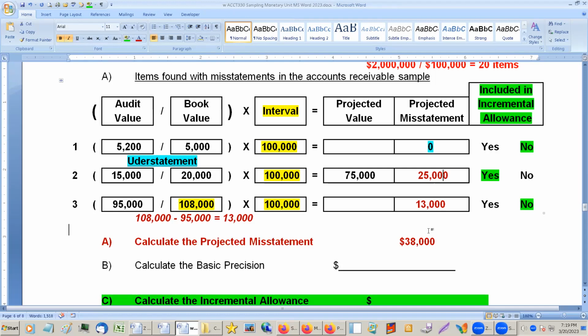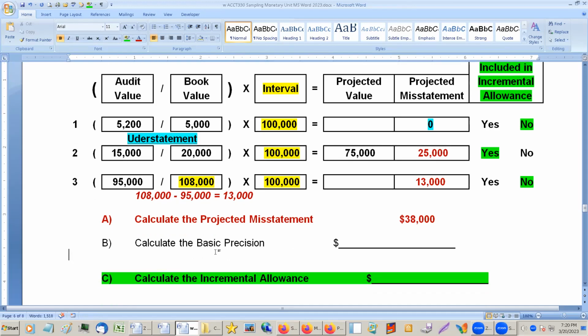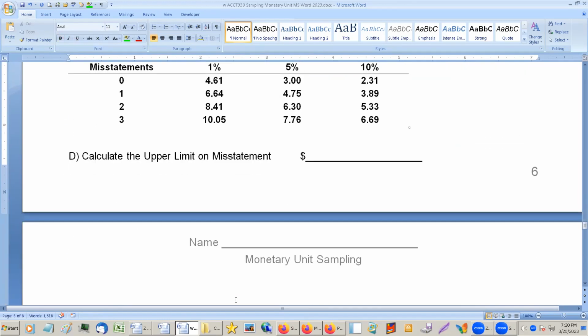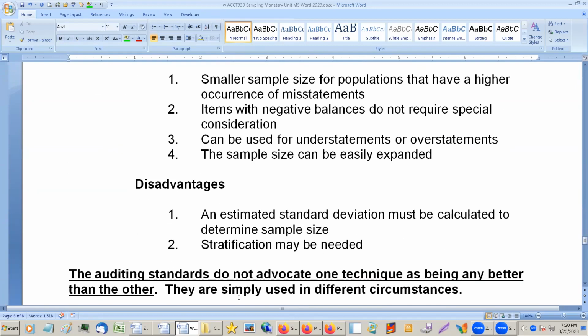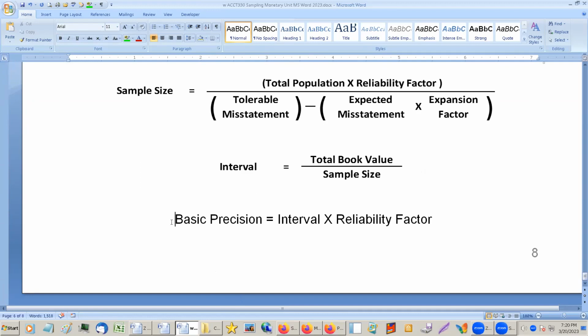$25 plus 13 is 38. Okay, basic precision. Here, I'll grab the formula for basic precision at the very end, unfortunately.